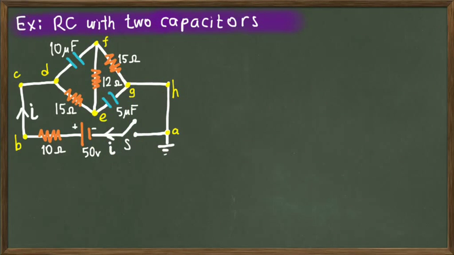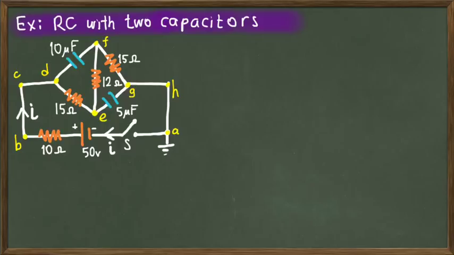In this example, we have two capacitors in a given circuit, and we have 4 resistors and 1 battery. We also have a switch, and this means that sometimes we close the switch and sometimes we open it. So we named all the necessary points on this circuit.